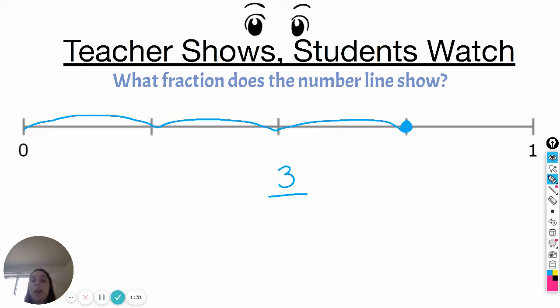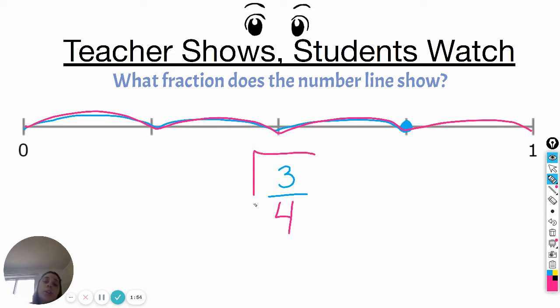For my denominator, I have to figure out how many pieces there are all together in this one whole. 1, 2, 3, 4. It takes 4 jumps because there's 4 spaces to get to one whole. So my denominator is 4. So what fraction does the number line show? It shows the fraction 3/4.